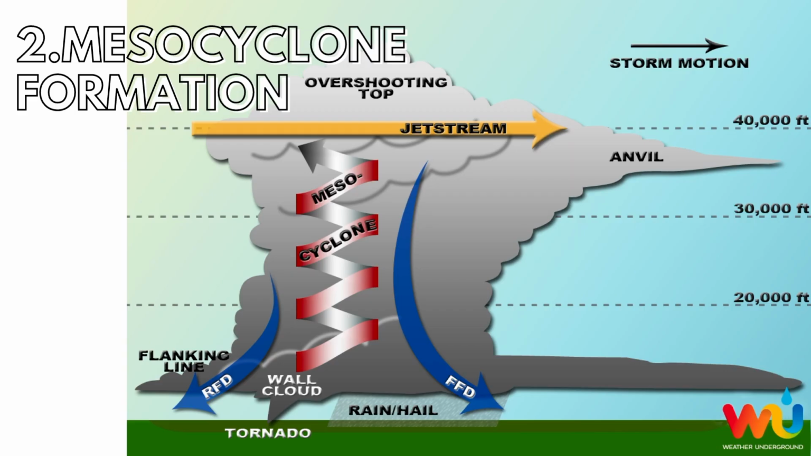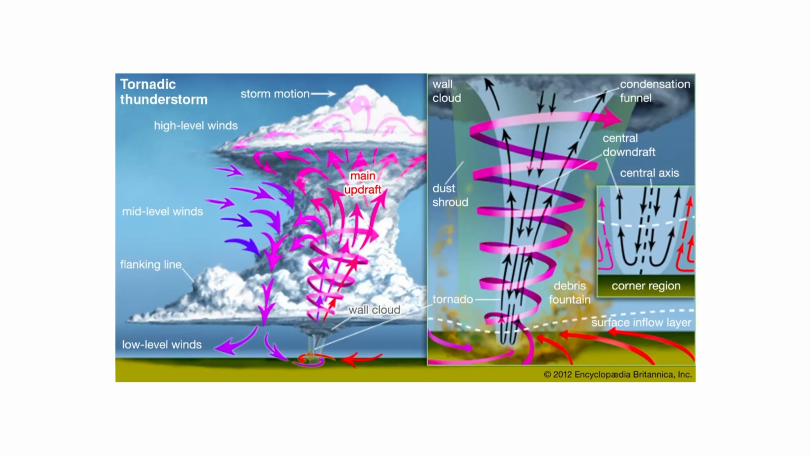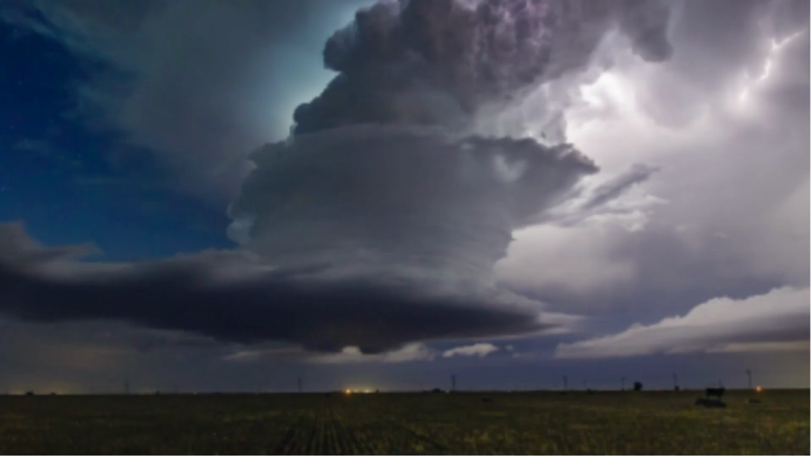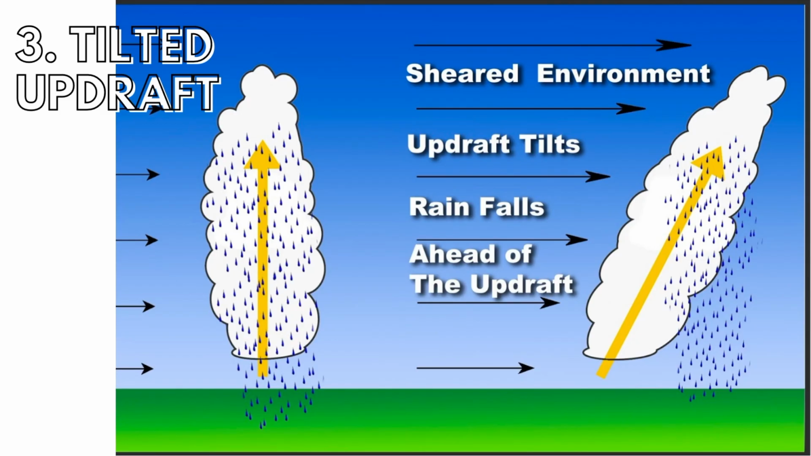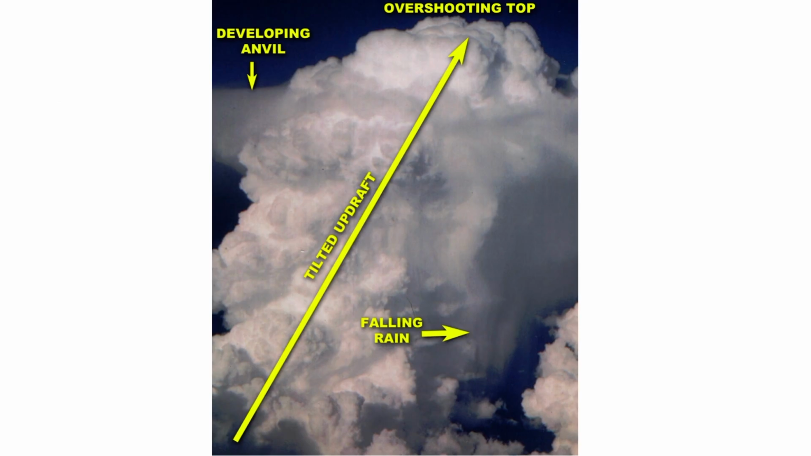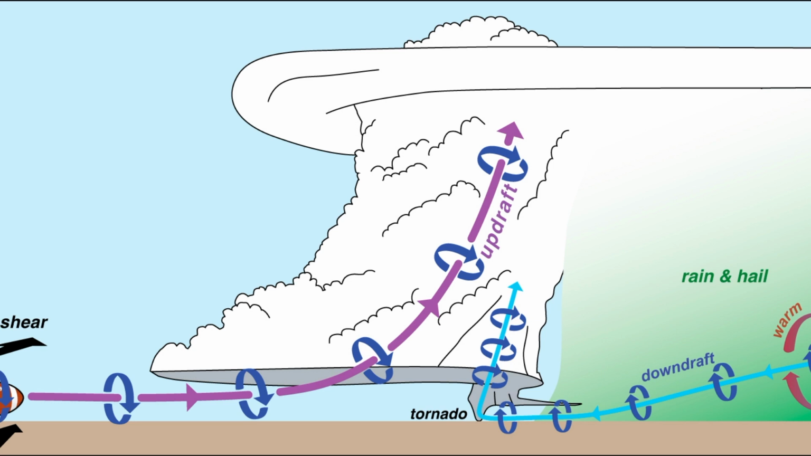2. Mesocyclone formation. Within a supercell, a rotating updraft called a mesocyclone forms. This rotation can be thought of as a horizontally oriented cylinder of air within the storm. 3. Tilted updraft. Wind shear causes the mesocyclone to tilt, meaning it becomes tilted in a vertical direction with height. This tilting of the mesocyclone is important because it creates a horizontal spin in the atmosphere.